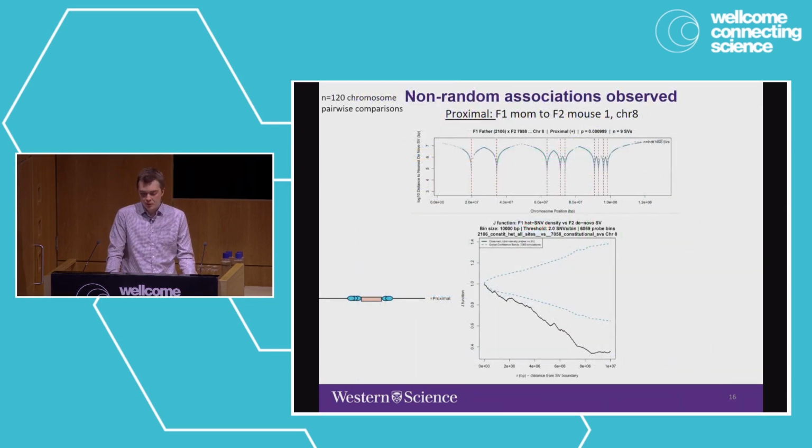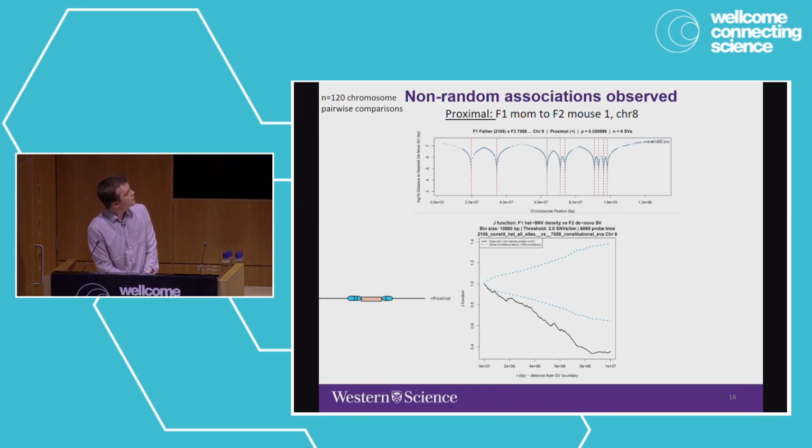So I did just this for the F1 to F2 comparisons, on a chromosome-by-chromosome basis. Although I only had 3 F2 mice and 2 F1s, doing this chromosome pairwise comparison yielded 120 possible tests of this hypothesis of proximity of the de novo structural variants. I'll just show a couple of results for some of the plots, and then show a broad level of what we found.